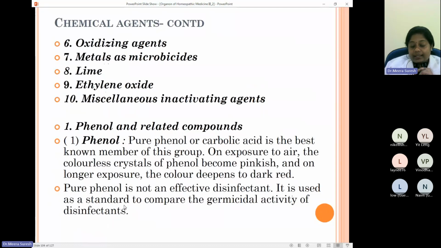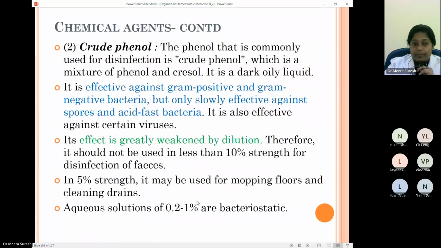It is used as a standard to compare the germicidal activity of disinfectants. So pure phenol, the real one, is not actually an effective one. It is more used as a standard level on which we can learn about the disinfecting ability of other chemicals.